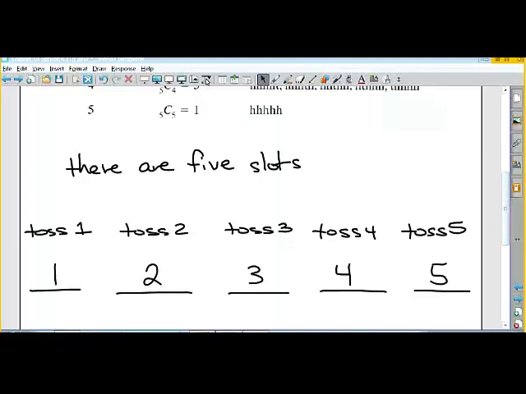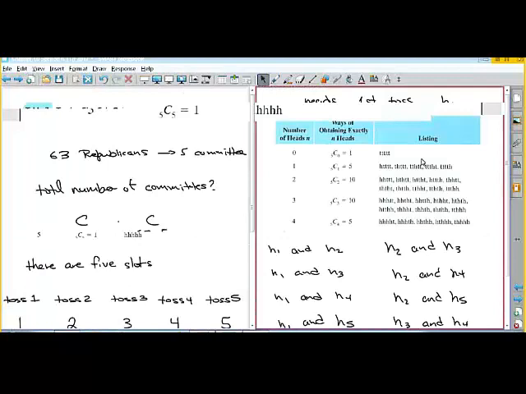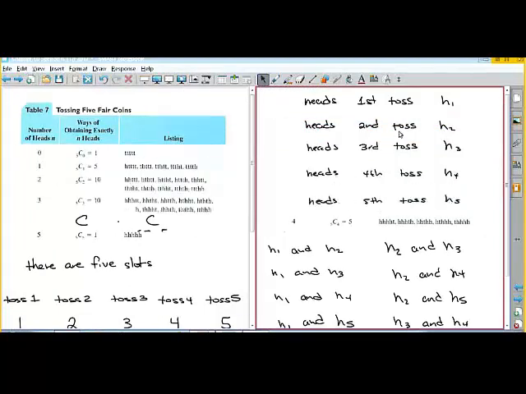I have an example on my next page to try to explain it better. Instead of people's names, I'm going to say getting heads on the first toss is H1, just like the letter A would be the representation for a person with a letter A starting their name. Getting heads on the second toss is H2. Heads on the third toss is H3. Getting heads on the fourth toss is H4. And getting heads on the fifth toss is H5.